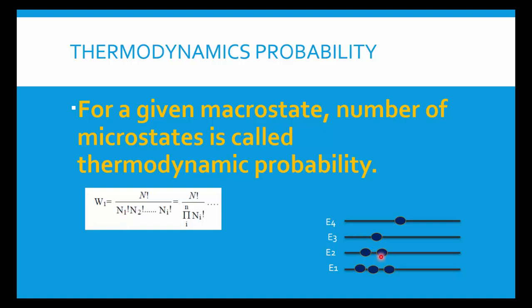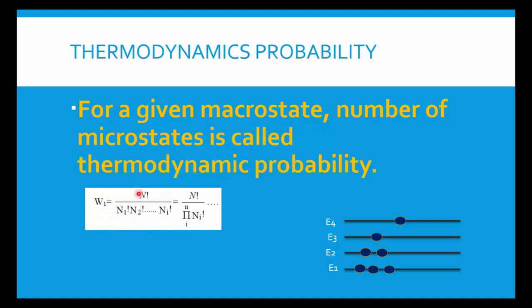Similarly, the number of particles in energy level E2 is N2, so N2 becomes 2. The number of particles in energy level E3 is called N3, so N3 becomes 1. And similarly N4, the number of particles in the fourth energy level, equals 1. And what is then the total number of particles? 3 plus 2 plus 1 plus 1. That gives you 7. So 7 factorial divided by the factorials of the number of particles in each level.